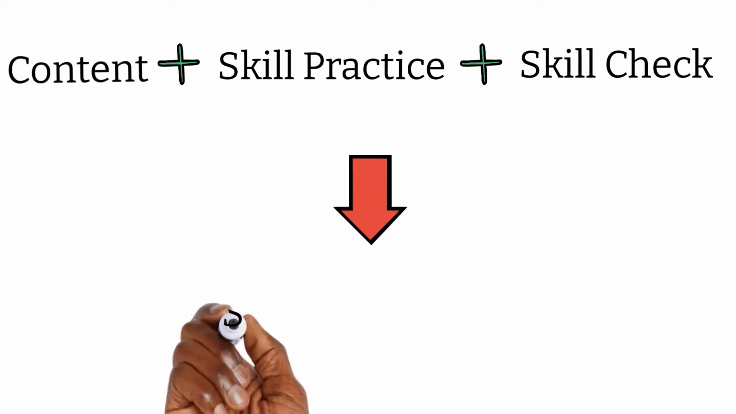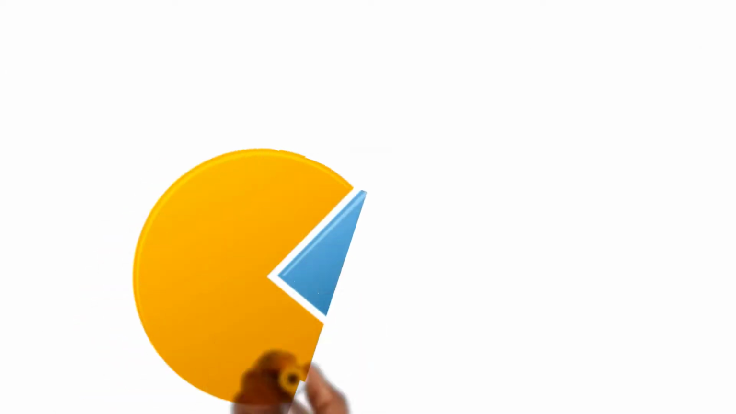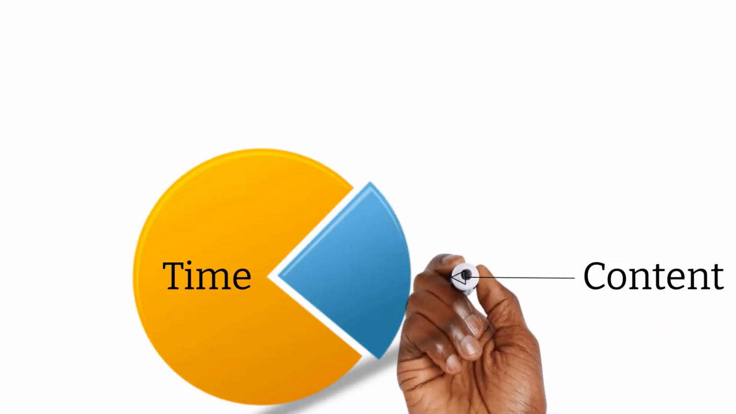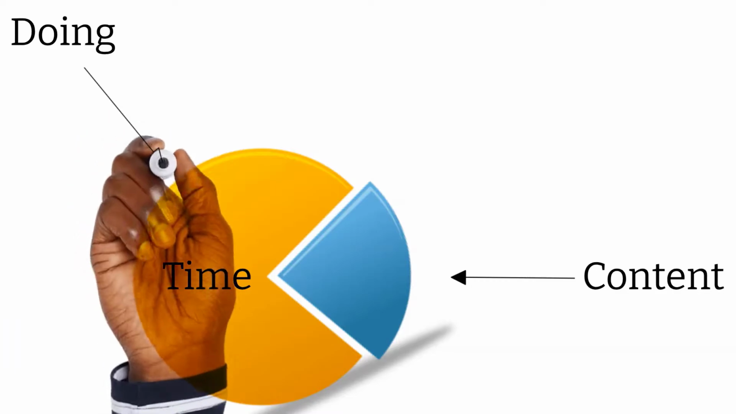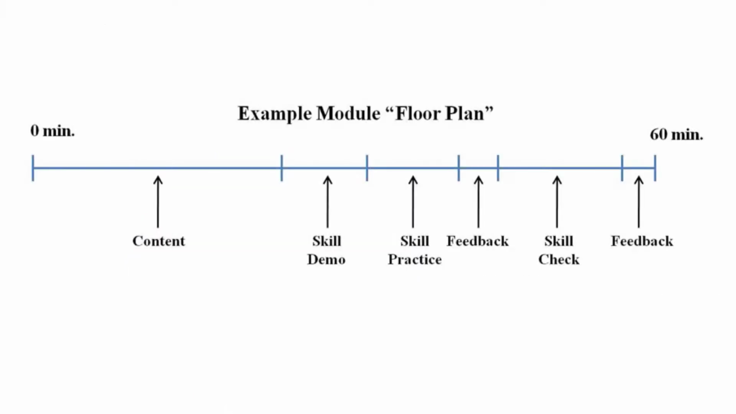The final step in the Extreme Cliff Notes process is to combine the content, skill practices, and skill checks into training modules. Modules can vary in length, but course content, again, lectures and demonstrations, should take up a very small percentage of the allotted time. The majority of the time should be spent doing something, either practicing the skill or demonstrating proficiency in the skill check. Now, the graphic on the screen shows an example floor plan for a generic 60-minute training module.